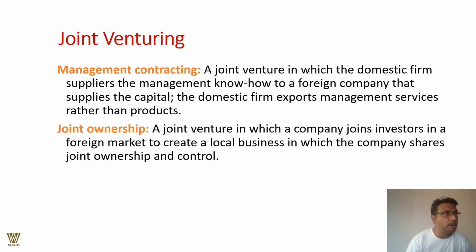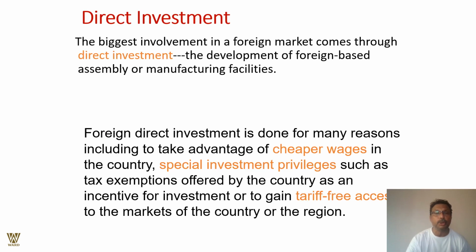Joint venturing is also about management contracting: a joint venture in which a domestic firm supplies the management know-how to a foreign company that supplies the capital. The domestic firm exports management services rather than the product. Then there is joint ownership, a joint venture in which the company joins investors in a foreign market to create a local business in which the company shares joint ownership and control. This is what we should be looking into.